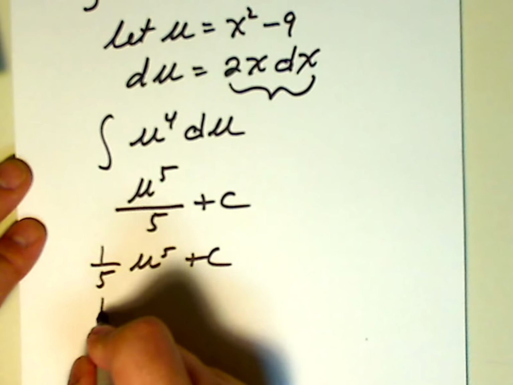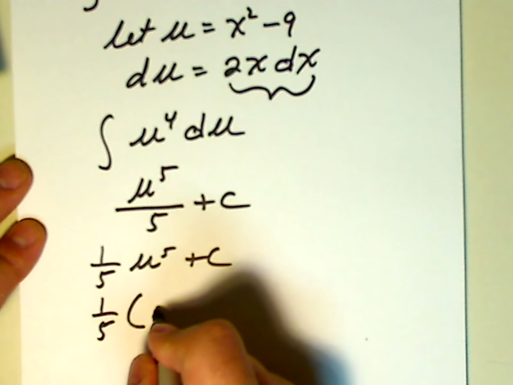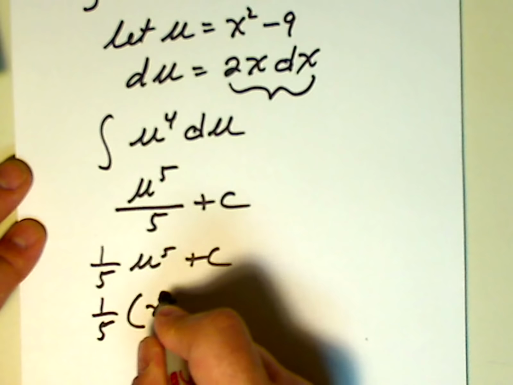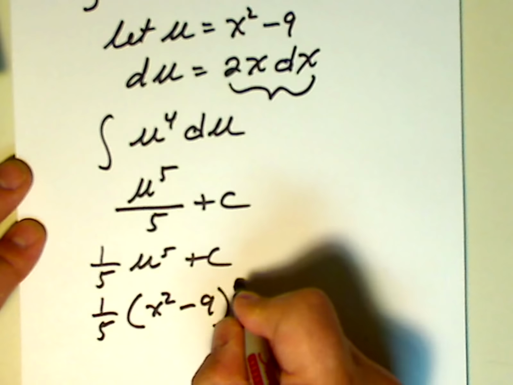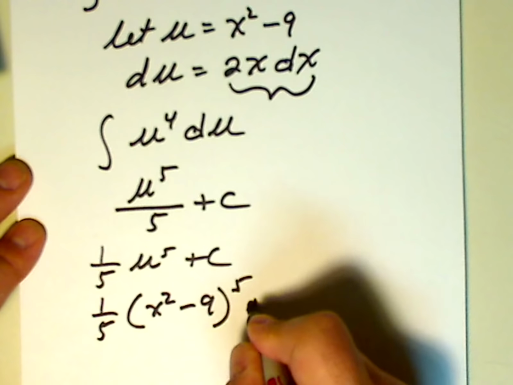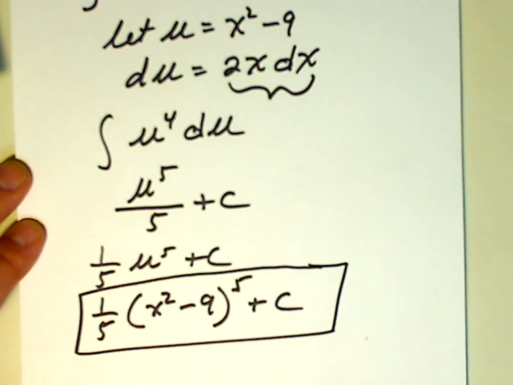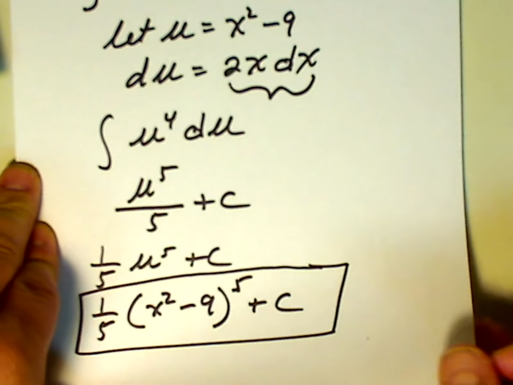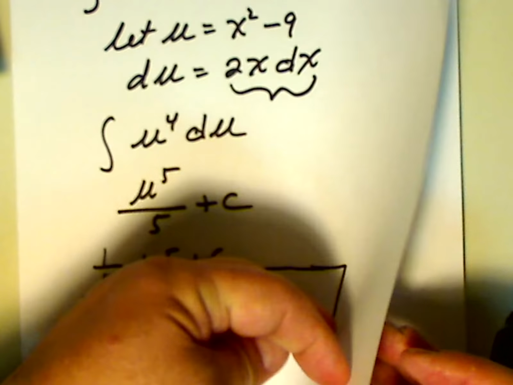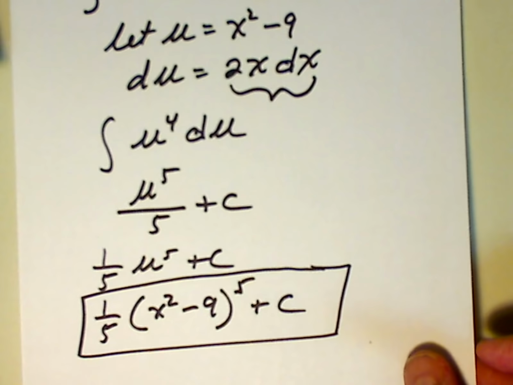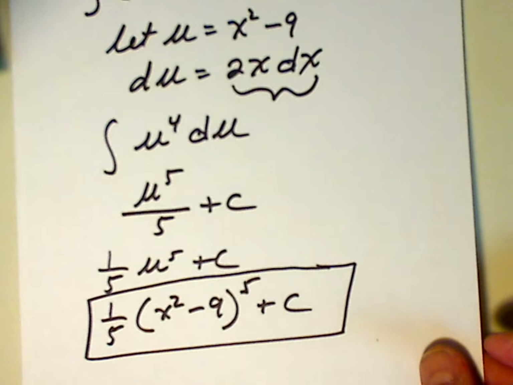And we can back substitute now. 1/5 times x squared minus 9 to the 5th plus c. There's our integral. And we can check this easy enough. That's one of the beautiful things about integration. And let's do it now.